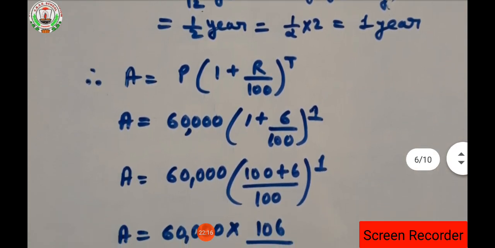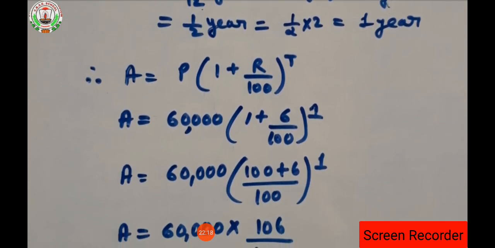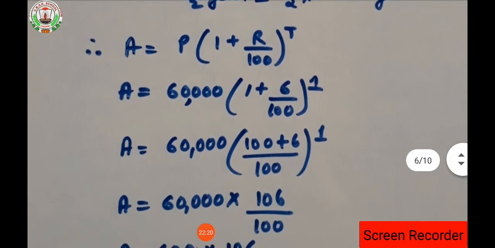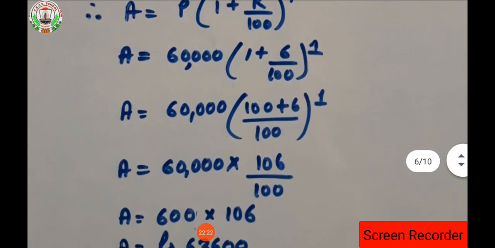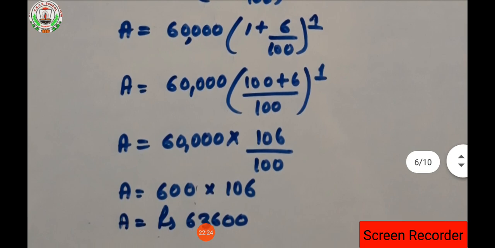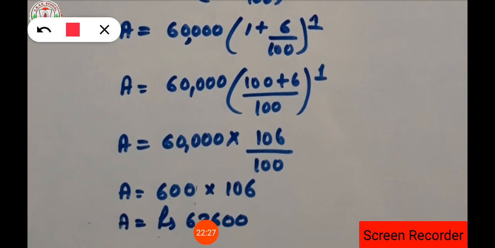So amount is equals to P into 1 plus R upon 100 into T, isn't it? What is P value we are having? That is 60,000. R value we are having? That is 6, isn't it? And upon 100 comes from the formula. And what is the time we are having? The time we are having is 1. So solve it. While cross multiplying we can solve, or by LCM.